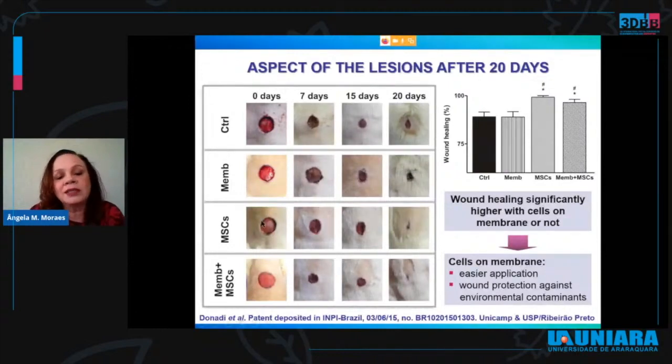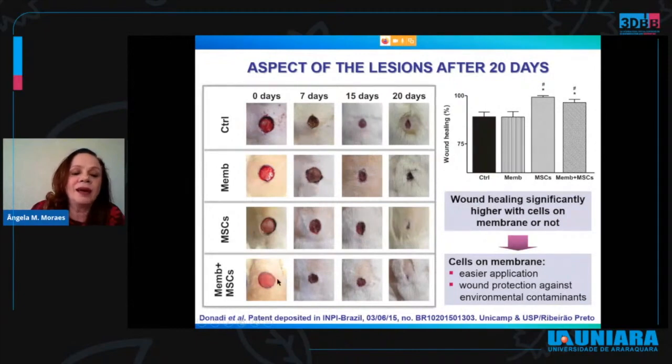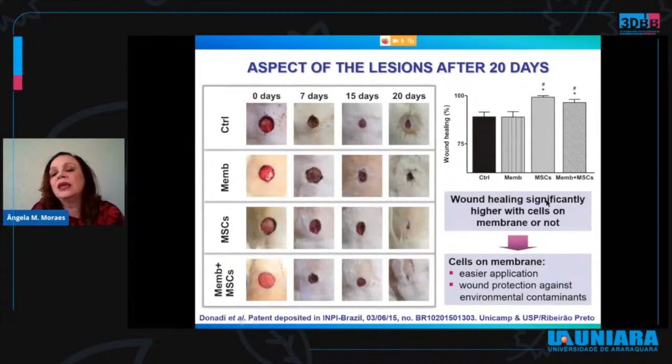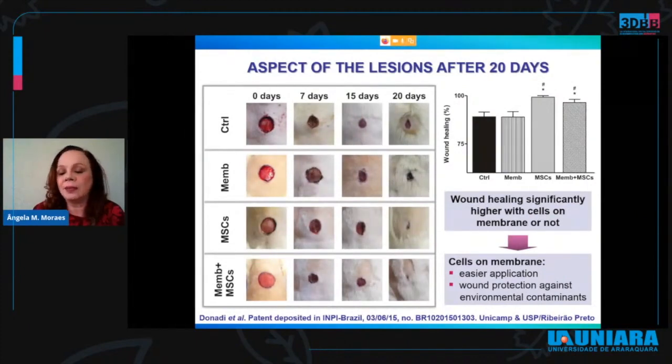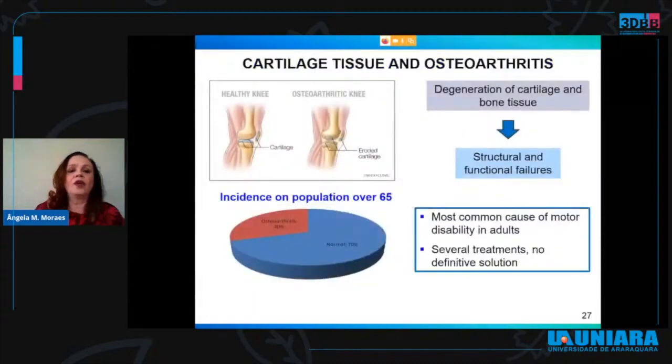Here we tested only adding the cells, and here we added the cells that were cultured on the top of the membrane, of the dense membranes. We observed that wound healing is significantly higher with the cells here, and independently of the presence of the membrane. However, the cells on the membrane are much easier to apply, because here, for instance, when you put the cells only, they can just spread through other areas of the animal. And as we had seen before, membranes can protect the wound against environmental contaminants because they have a barrier property. So the results were quite nice for this formulation.